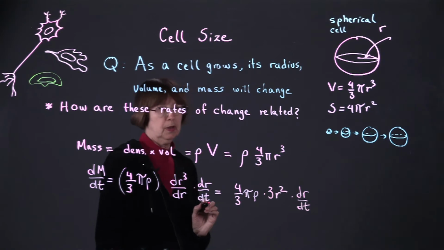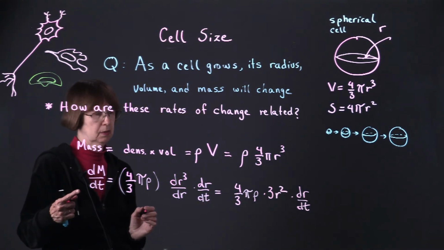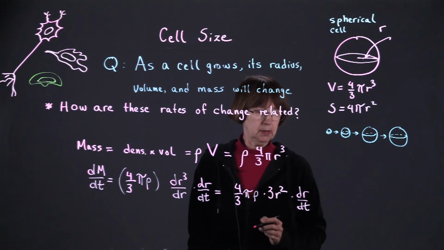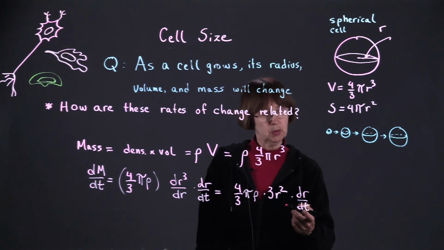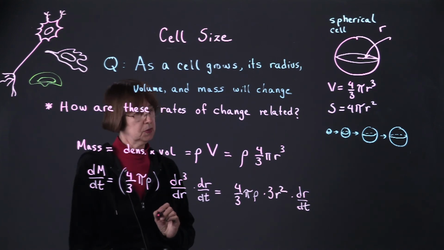So observe that if someone gives us information about how fast the mass is increasing, then we can infer how quickly the radius changes. We can calculate dr/dt. Or similarly, if someone tells us what dr/dt is, we can then deduce dm/dt.